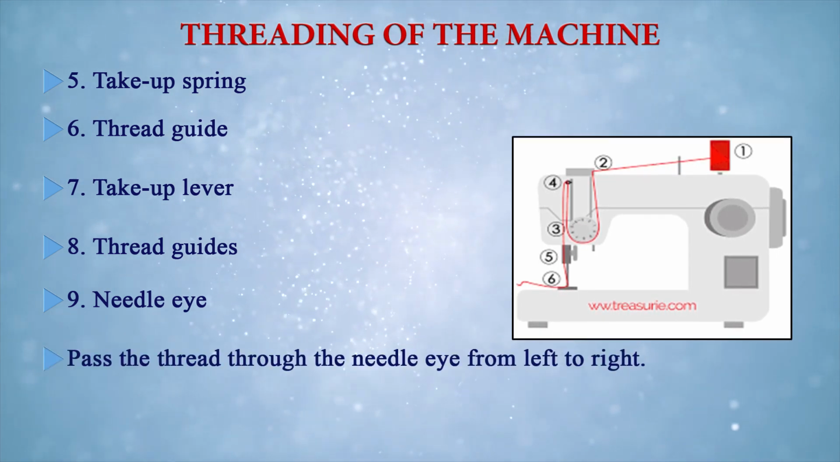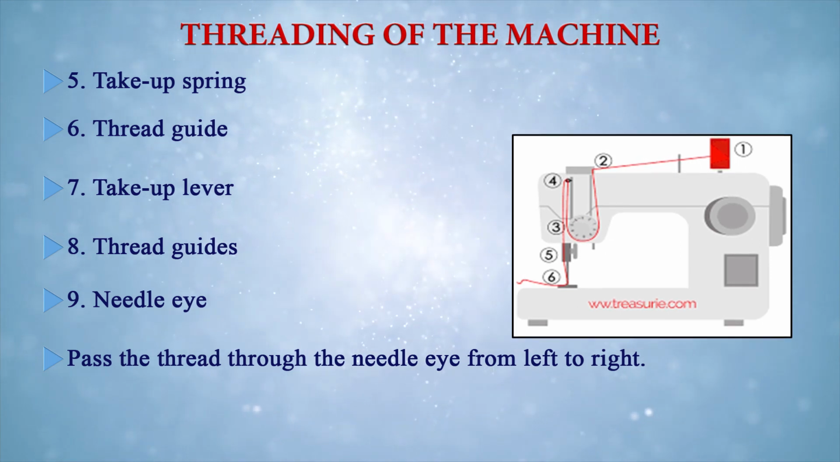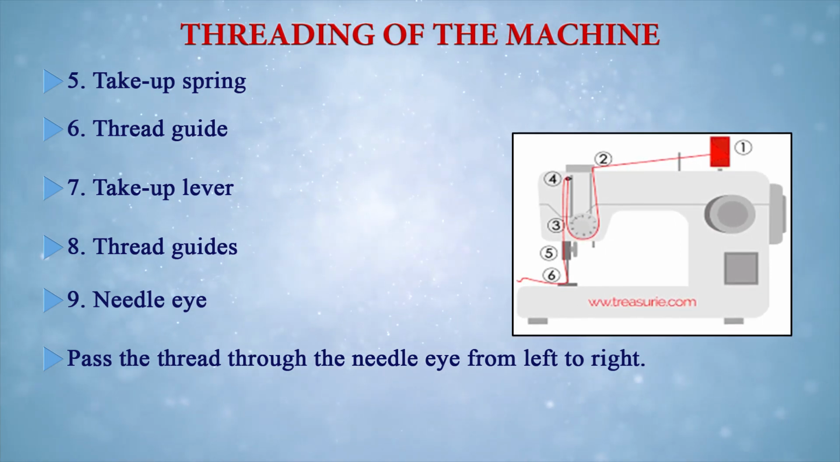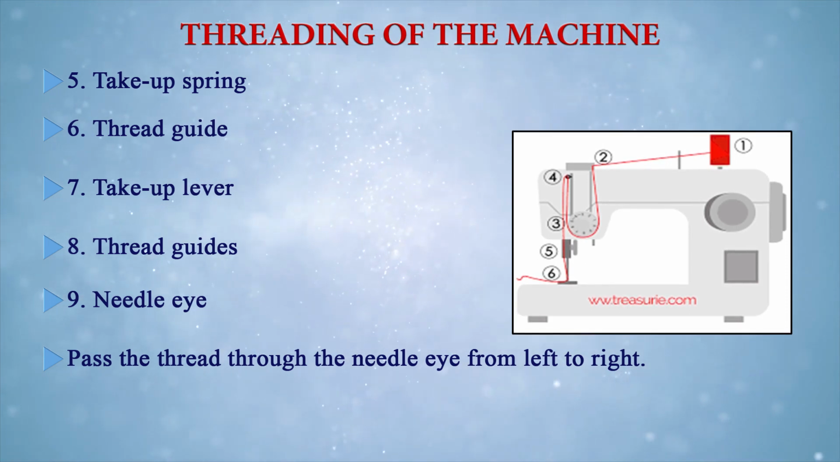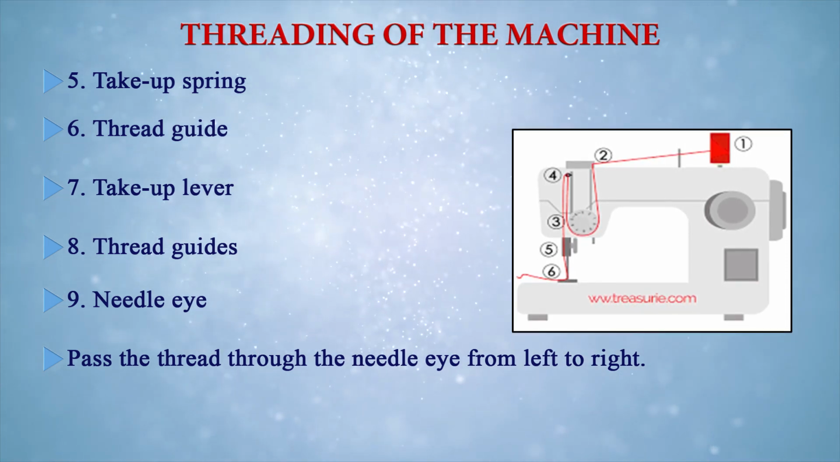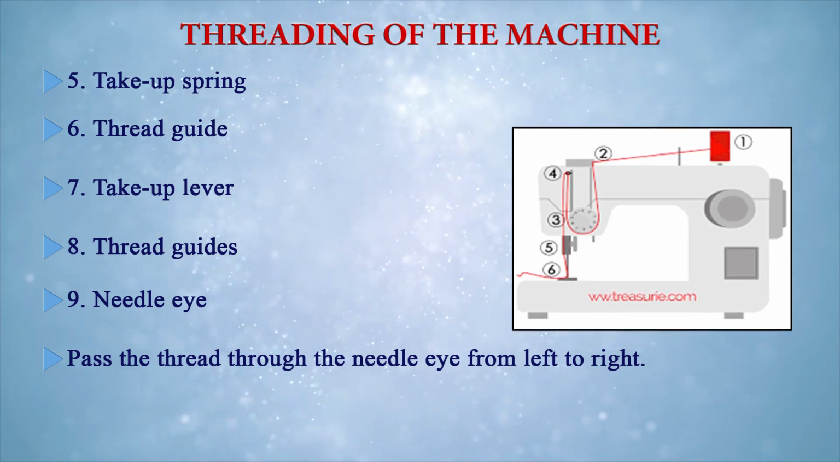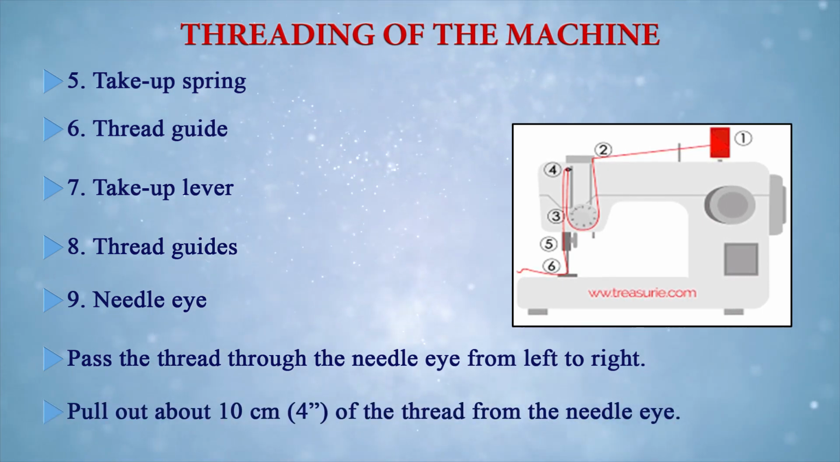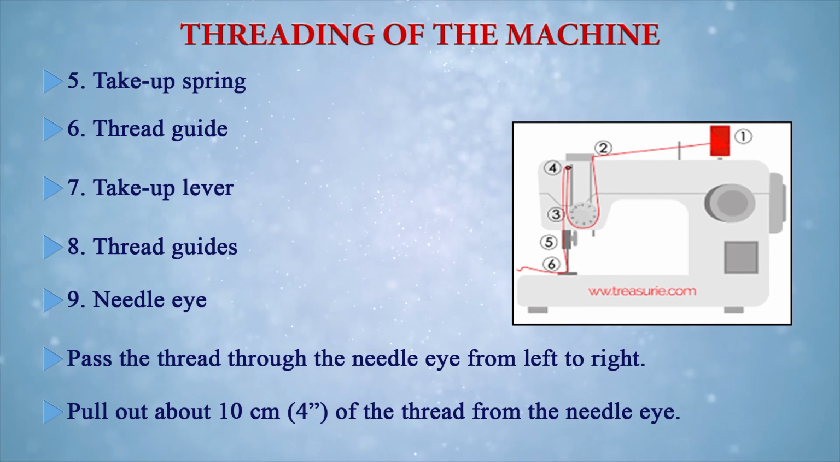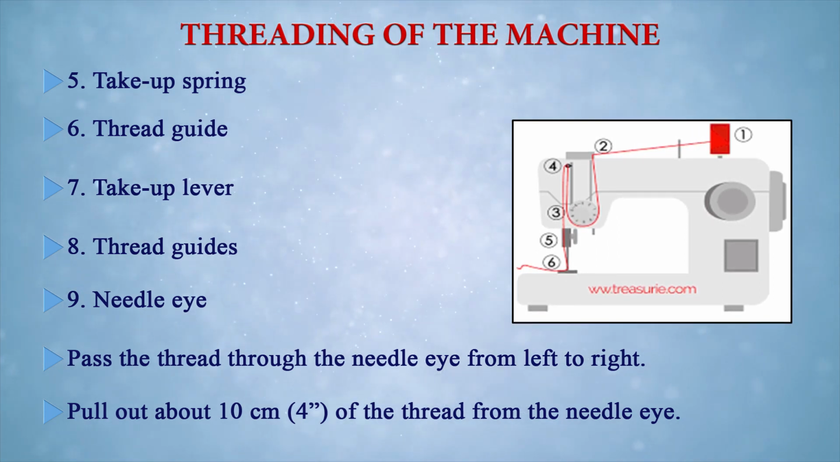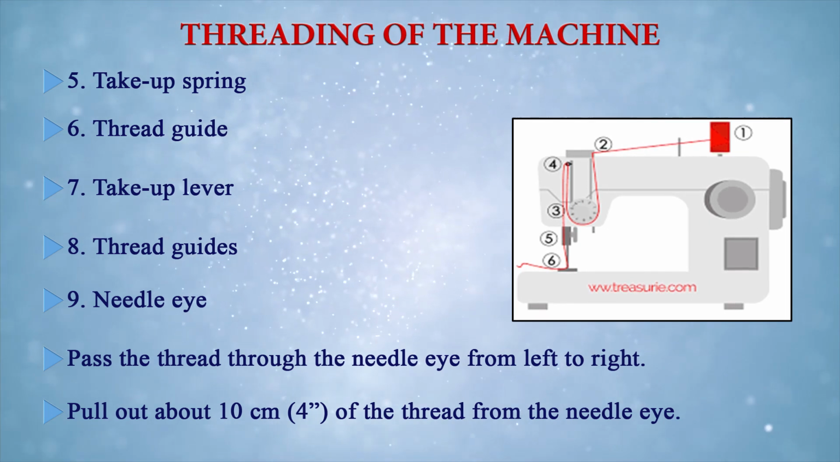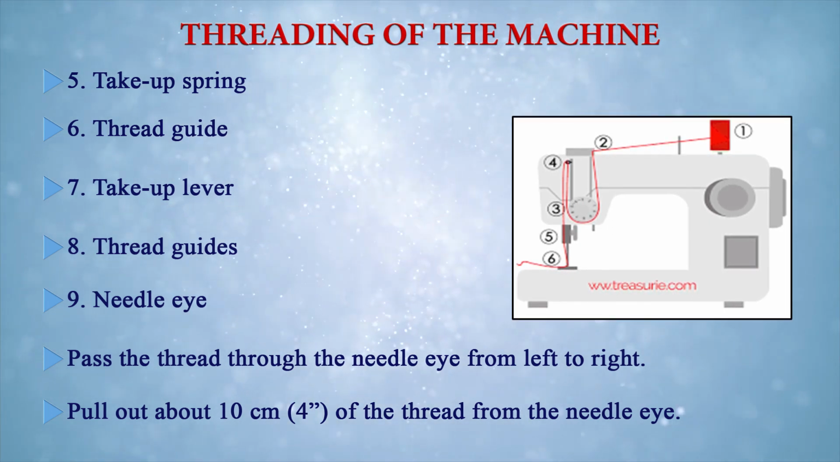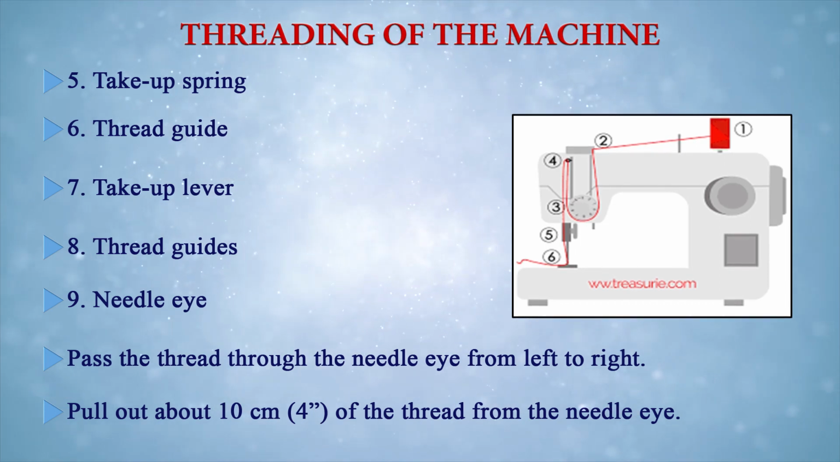Then pass the thread through the needle eye from left to right. We generally insert the thread into the needle from the left side and pull it out from the right side. Then pull out about 10 centimeters of thread from the needle eye. We take a long thread end because we also have to take the thread from the bobbin, from the lower part. So this is how we do the threading on the machine.